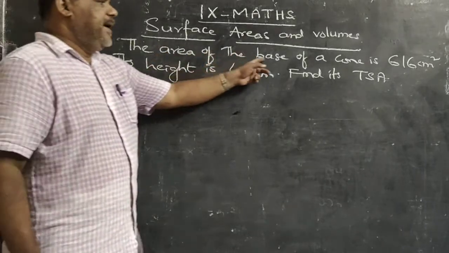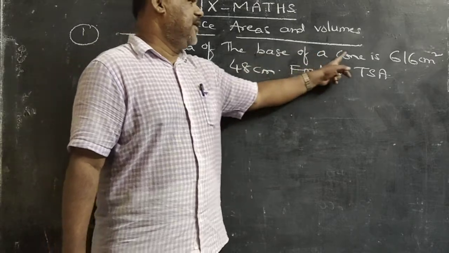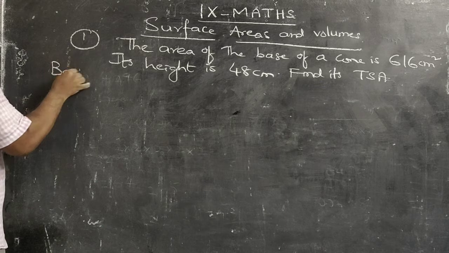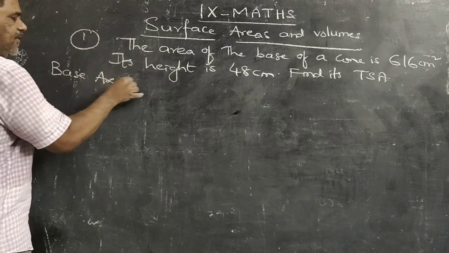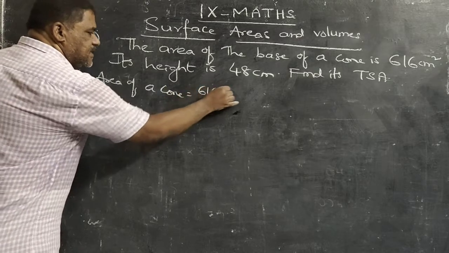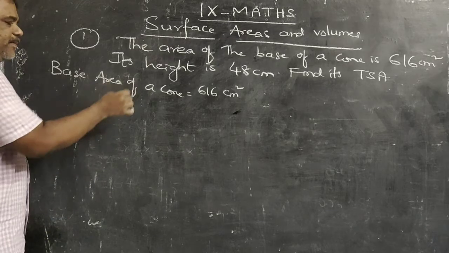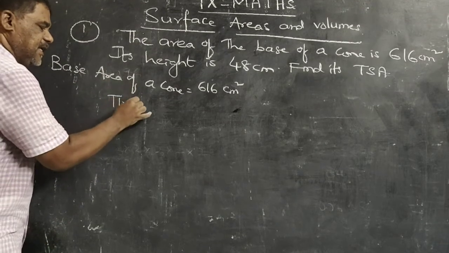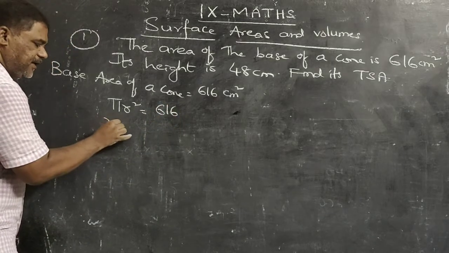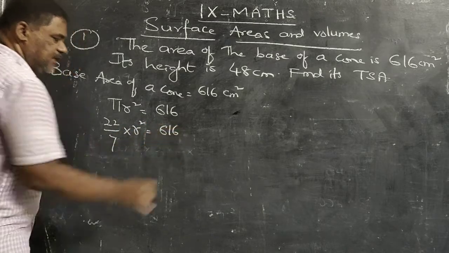Here, area of the base of a cone: for a cone the base is a circle, so area of the base of a cone means area of the circle. Base area of a cone is given as 616 square centimeters. Pi r square is 616. Pi is 22 by 7. Radius we don't know, we have to find.